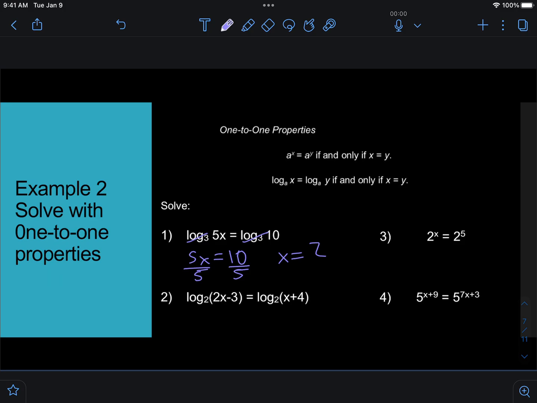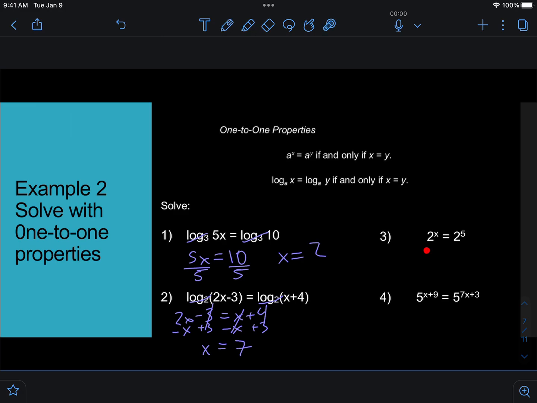All right, then on the bottom, number 2, log base 2 of this is equal to log base 2 of that. Well, the log base 2's, since they match, we can kind of ignore them. And now we can solve 2x minus 3 is equal to x plus 4. Again, pretty straightforward algebra. We could subtract the x from both sides. We could add this 3 to both sides. And what we're going to end up with, those things will cancel out, and we'll end up with x is equal to 7.